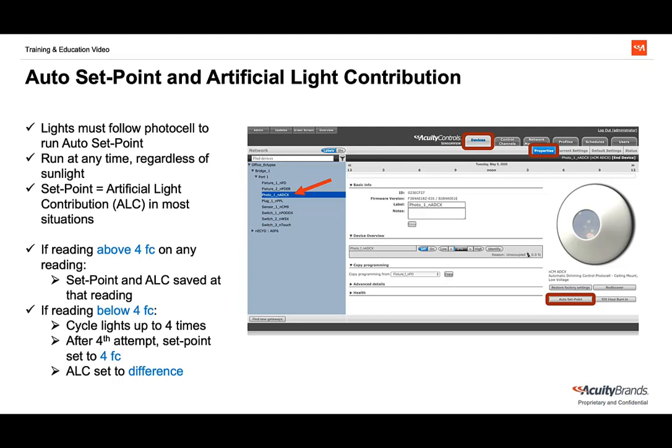Now we have our daylight harvesting zone set up, and you will start to see the lights follow the photocell. Make sure to test the room and make any minor adjustments to the set point and sunlight discount factor to fine-tune the daylight harvesting.